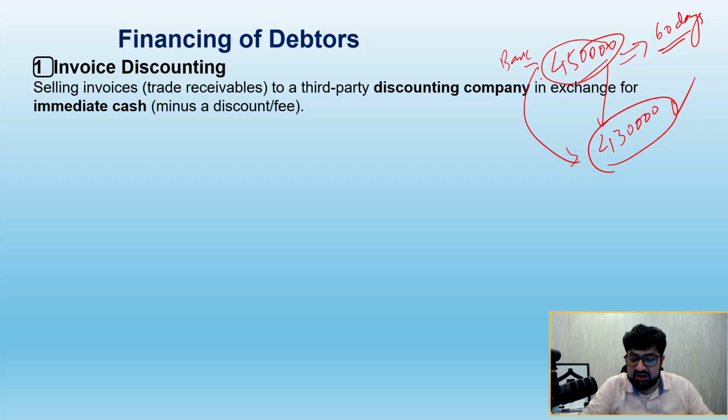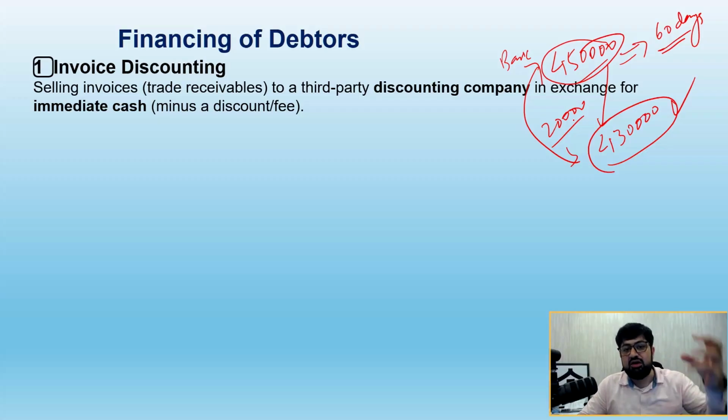So basically this 20,000 is the difference. We received 430,000 now. After 60 days, we will collect the 450,000 from our customers and will pay it to the bank. So the difference of 20,000 is basically the interest on this loan. In other words, we can say the 450,000 invoice got discounted from the bank at 430,000. Okay, so that is called invoice discounting.